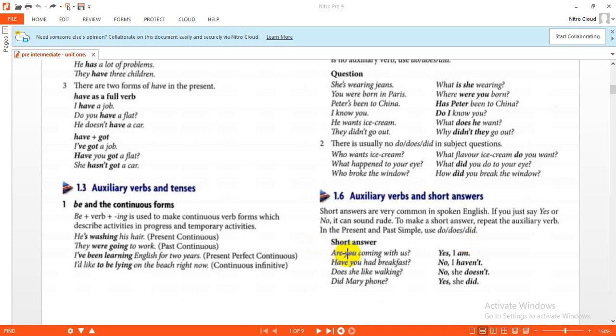Short answer. Are you coming with us? Yes, I am. Have you had breakfast? No, I haven't. Does she like walking? No, she doesn't. Did Mary phone? Yes, she did.